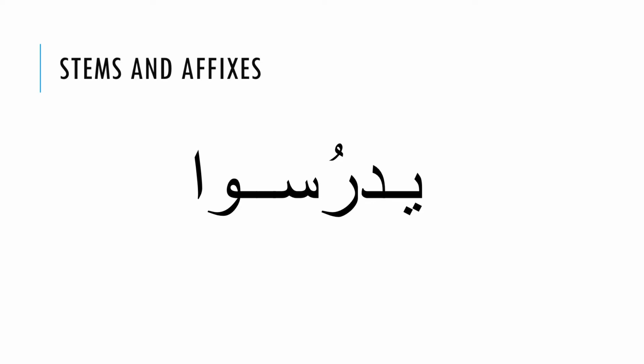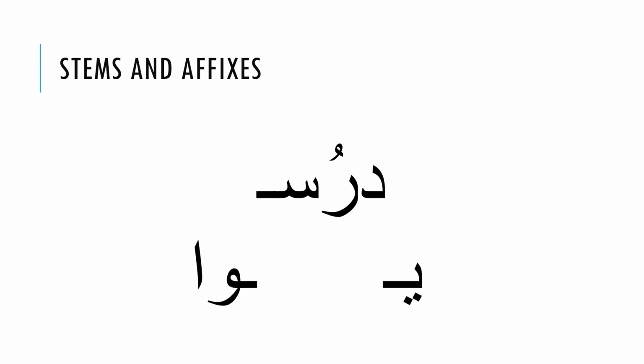All verbs are composed of a stem and affixes. The affixes we're getting more familiar with, and the stem is just part of the verb. So we say yadrusu, tedrusu, edrus, tedrusi. Those affixes that we add on to this tell us who's doing the action, but the stem stays the same regardless of who's doing the action. So our affixes will change and tell us who's doing the studying, but the stem will be pronounced the same way.